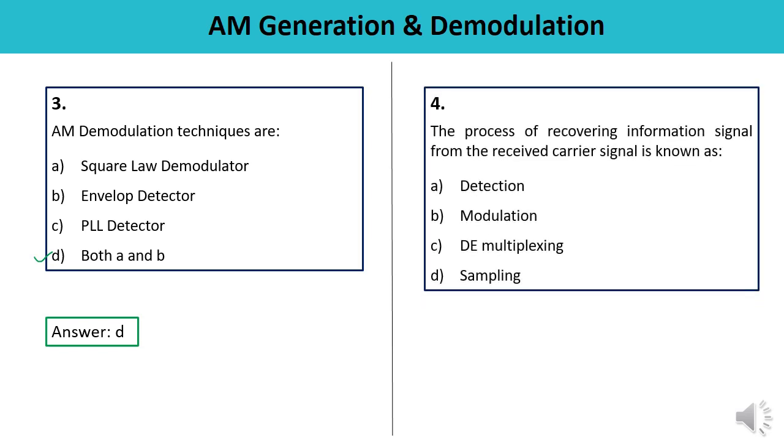Next is the process of recovering information signal from the received carrier is known as. This is nothing but the detection when you have to extract the information. So here answer must be A. Let us check. This is the correct one.